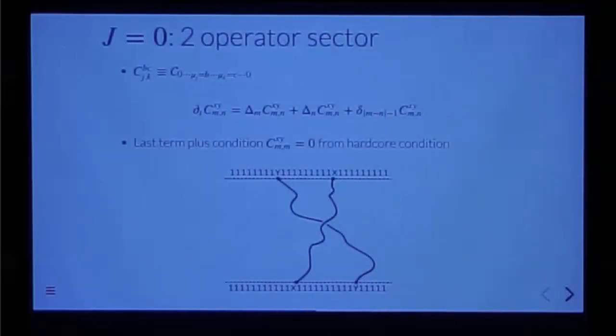Likewise, if you went to the two operator sector, so you introduce an x and a y, those x and y are going to diffuse. There's obviously something interesting which happens when they are on neighboring sites, because they can't sit on top of each other, but they can switch places. So that's why that last term is there. That's just consistent with hardcore conditions. So it's a Markov process, but one where they don't sit on top of each other. This is all J equals 0.